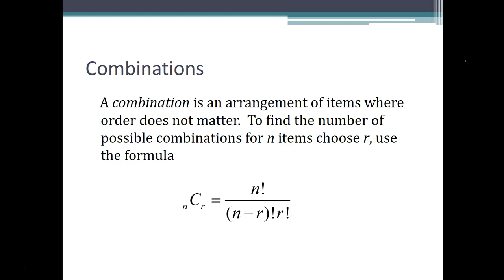A combination is an arrangement of items where the order doesn't matter. In permutations, you were worried about lining things up, and if you switched the order around, it was a different lineup, so it had to count differently. Well, in a combination, you switch the lineup around, and it doesn't matter. It's still the same combination. So the numbers are a little different when you're trying to figure out how many combinations are possible.